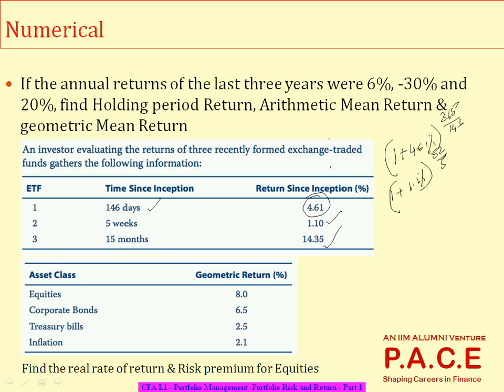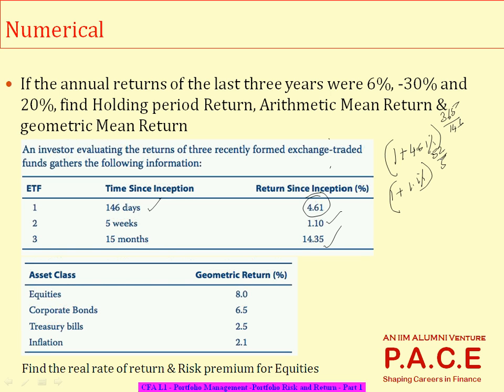Same thing will go with the third. 1 plus 14.35% to the power 12 by 15. Right? 1 by 15 by 12 years, 15 by 12 years is making it 12 by 15. Now the question is, find the real rate of return and the risk premium for these equities.